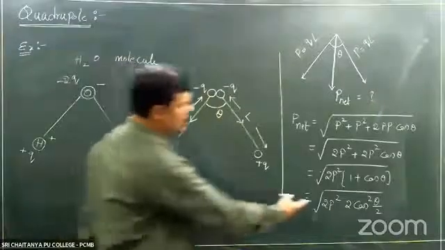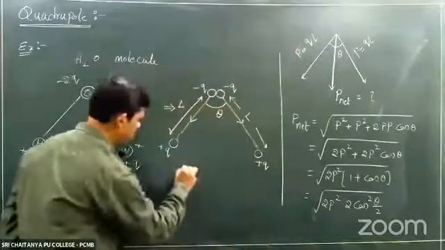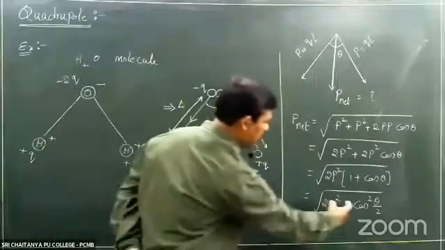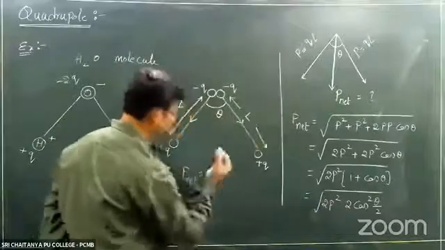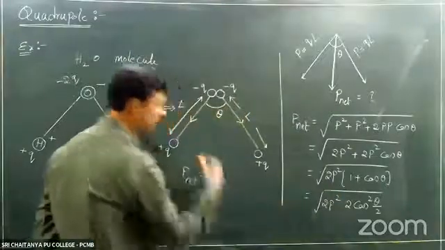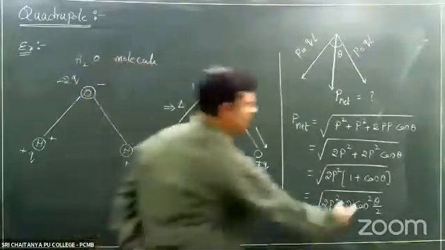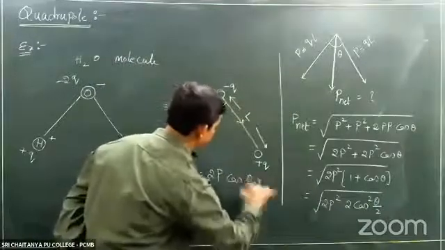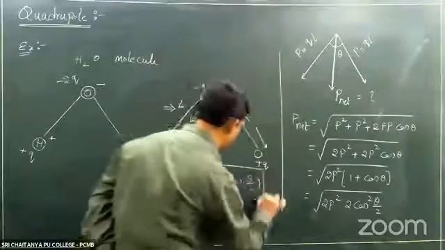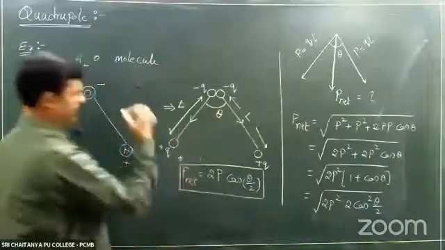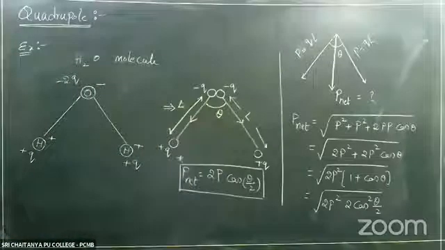Then finally what comes out? P net is equal to 2, 2. 1, 2 comes out. P square, P comes out. Up to square root, cos square theta by 2, cos theta by 2 comes out. This is the shortcut formula you can use. P net is equal to 2P cos theta by 2.